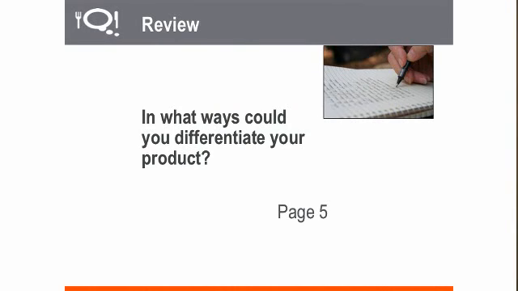Now that we've covered the marketing distribution process, I'd like you to take a minute or two on your own and jot down some of the ways that you might differentiate your product. How could you improve your product so that you get the edge that you need in the marketplace?